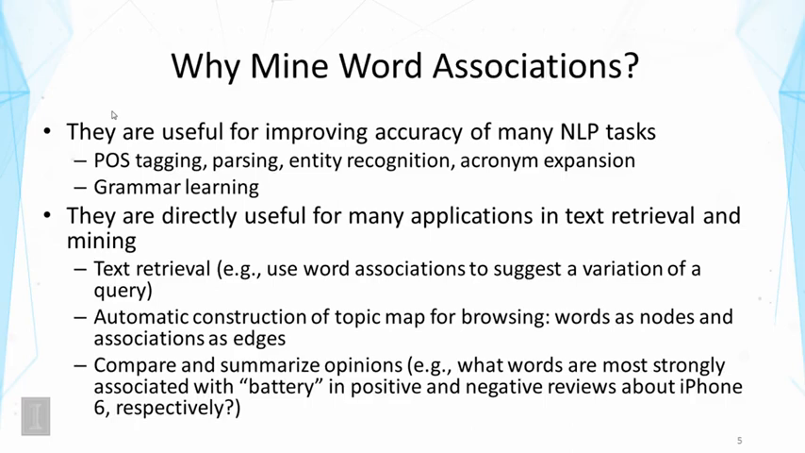Finally, such word associations can also be used to compare and summarize opinions. For example, we might be interested in understanding positive and negative opinions about iPhone 6. In order to do that, we can look at what words are most strongly associated with a feature word like battery in positive versus negative reviews. Such syntagmatic relations would help us show the detailed opinions about the product.